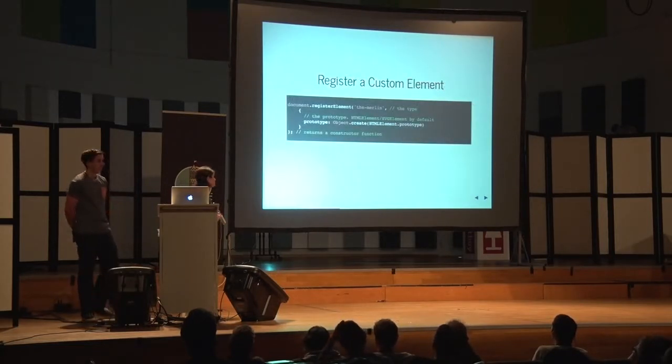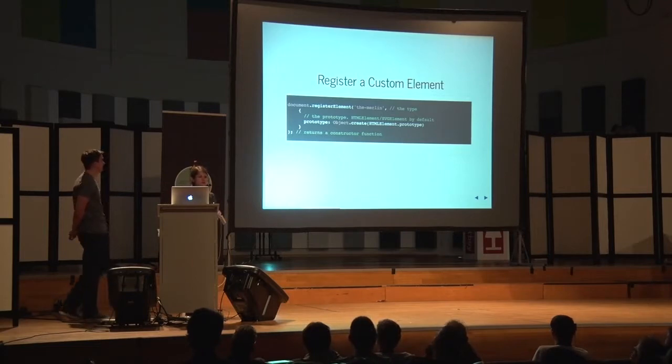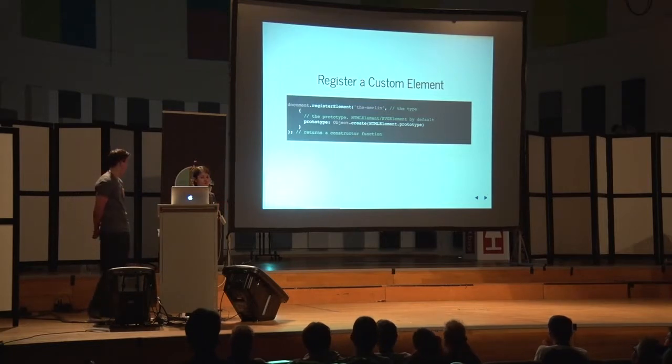So in order to register a custom element, the document interface has been extended with the registerElement method. This method takes the type of the element that you're creating, and it also takes an options object where you can declare several things. I have a very basic example here. I'm just registering the Merlin custom element, and you can see that the prototype is just an HTML element. So basically, my custom element just inherits from the native HTML element.